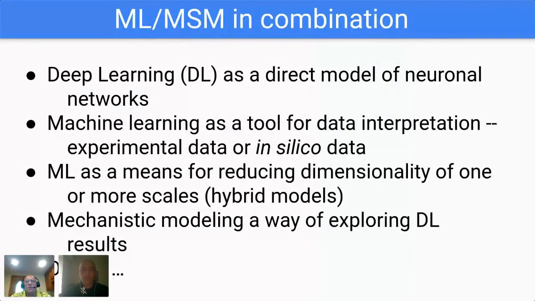They are too complex to encapsulate in a single equation, and you end up running lots of simulations and interpreting them in the way you would interpret a rat slice or a whole rat, which you're recording from. Machine learning can be used as a means of reducing dimensionality of one or more scales to create hybrid models, and that would allow you to then take out a scale potentially. So for example, we always take out the scale of molecular dynamics because we can't simulate it. We're going to assume that ion channels behave in a certain way with voltage sensitivity, and we're not going to simulate that. And that would be a very reduced scale.